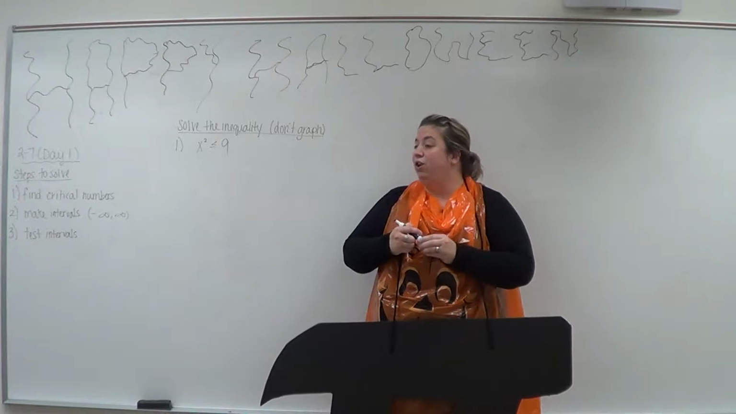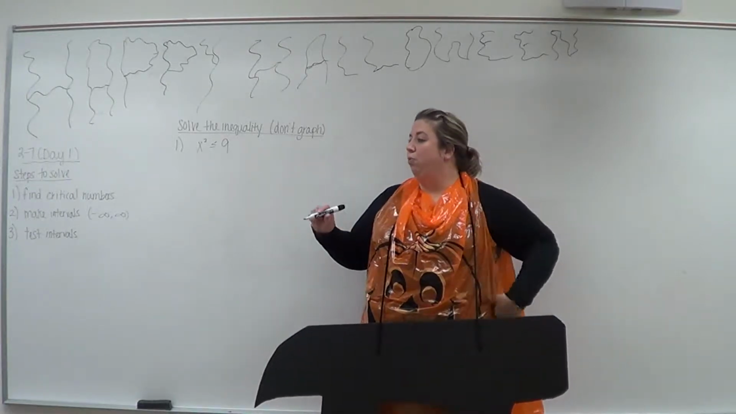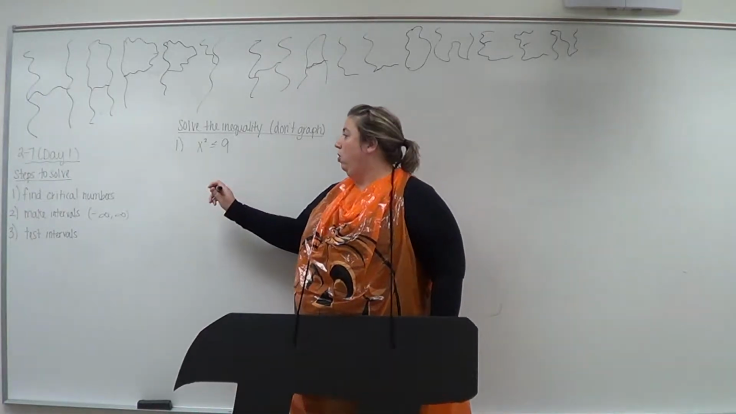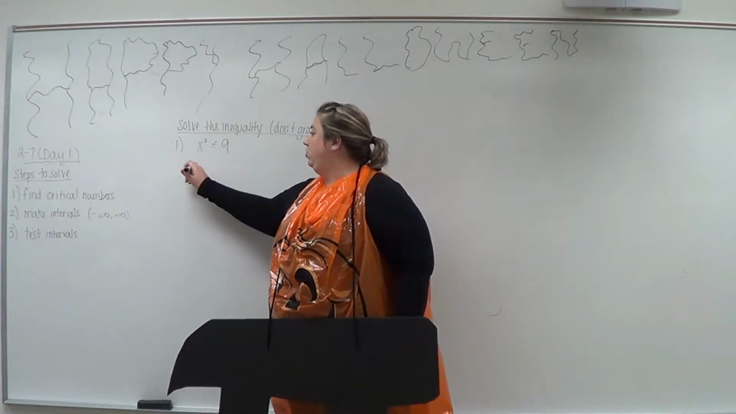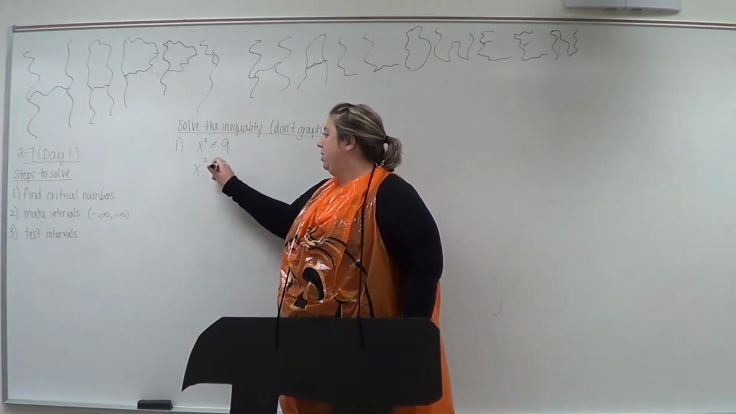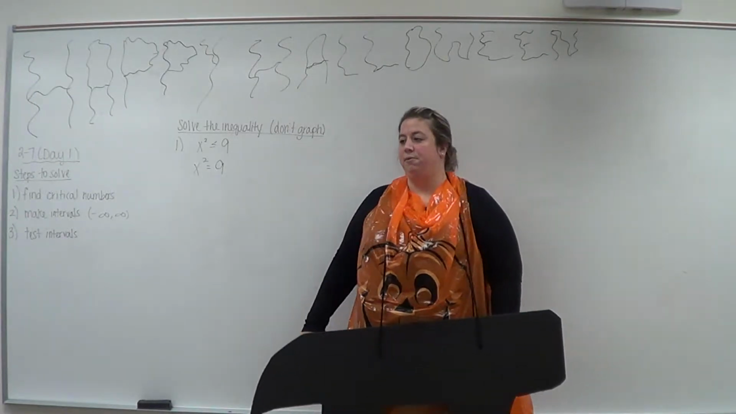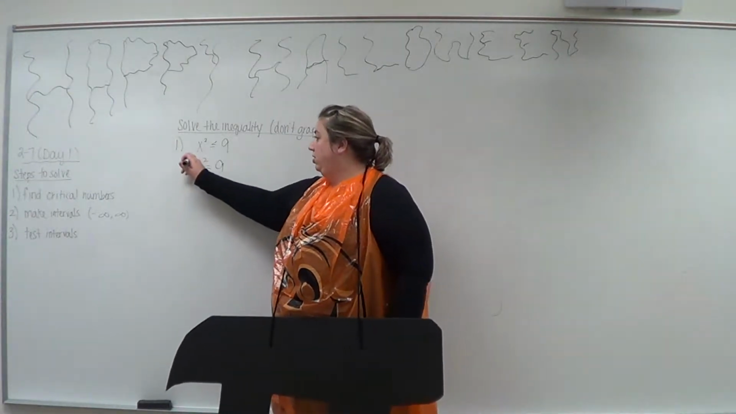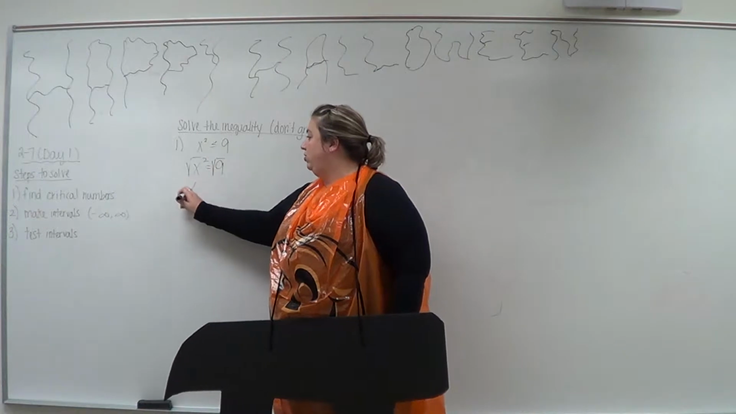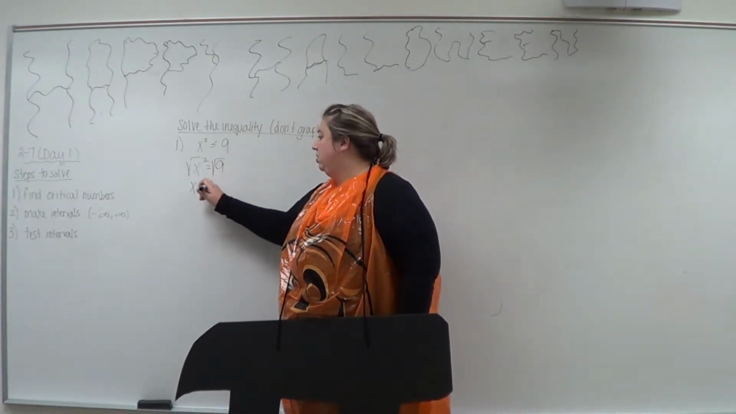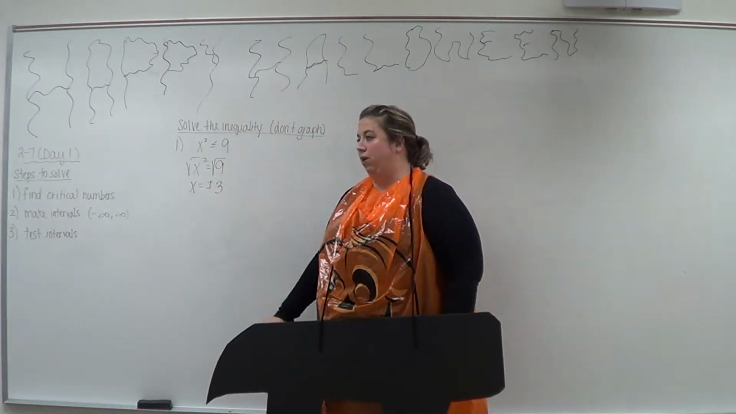Okay, so to find critical numbers, you temporarily replace the inequality sign with an equal sign, and you solve. So how would I solve x squared equals 9? You take the square root, and anytime you're solving with square roots, you have plus or minus. So I have plus or minus 3.